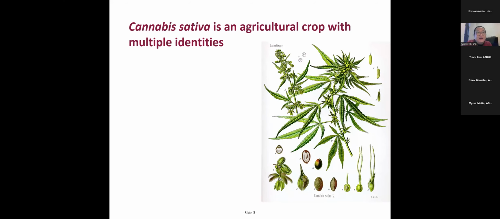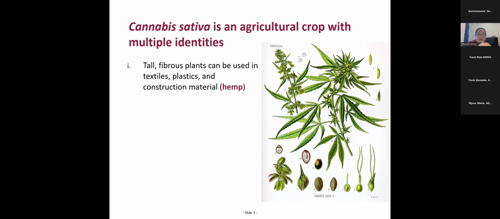Now, first, let's talk about cannabis sativa. Our lab researches cannabis and also industrial hemp, looking at both of them as agricultural crops. The reason we are very interested in this particular species is that there are many different identities that come with this one species. If you're growing it for textile, plastic, or construction material, some of you may have heard the term industrial hemp. This is a term describing cannabis sativa that does not have a high level of THC. You mostly grow it for fiber. So that's one application. You can also grow cannabis sativa for seed, and that would be a protein food source for humans and animals. So that's another key application.